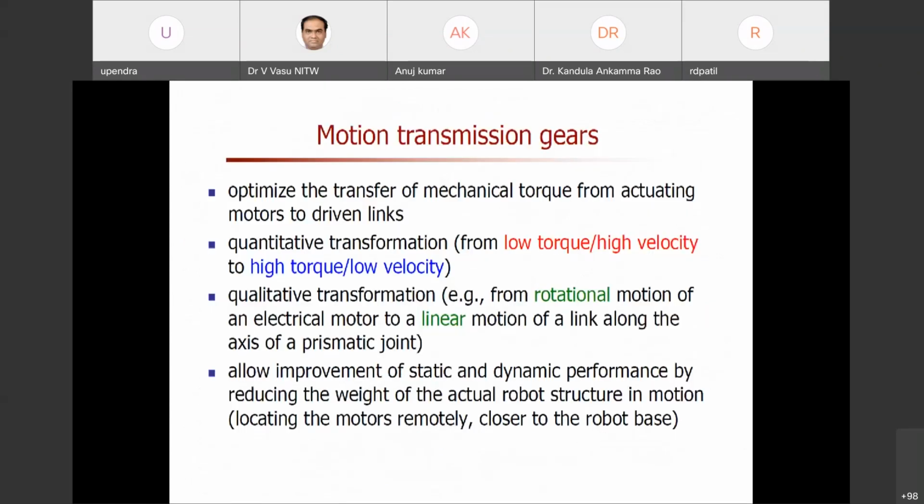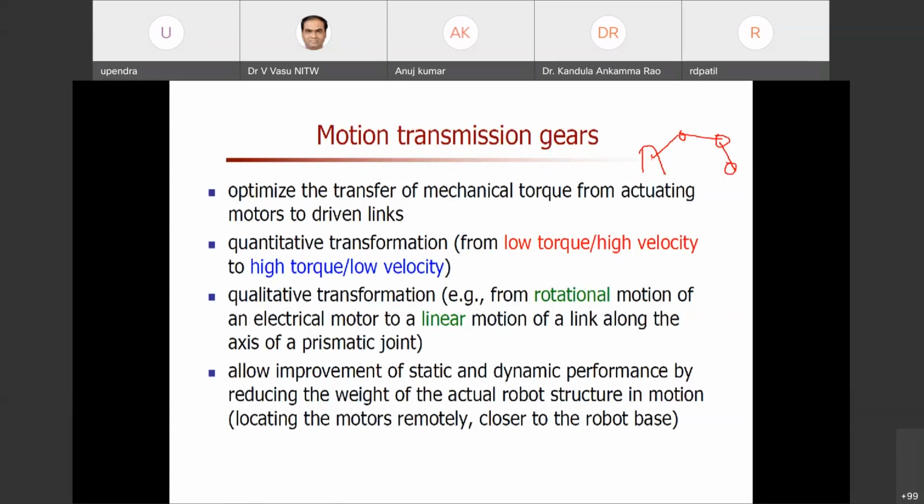Okay, so once you have this actuator, you now have to transfer the torque from the electrical actuator to the mechanical link. Suppose the robot arm is going to be like this. Suppose this is the robot, and we have one arm. This is one link, and this is another link like this, and this is going to be the third link.